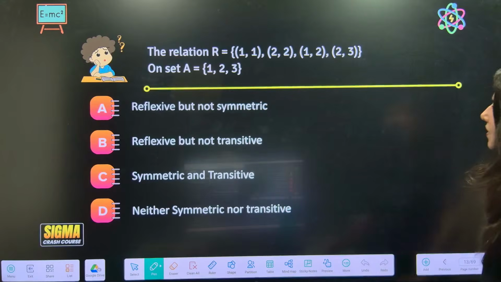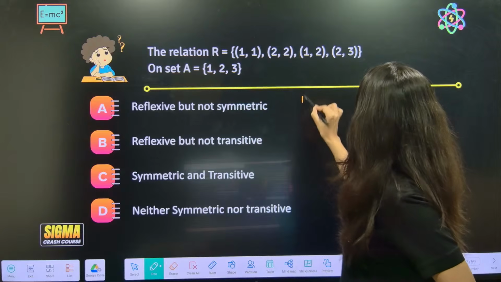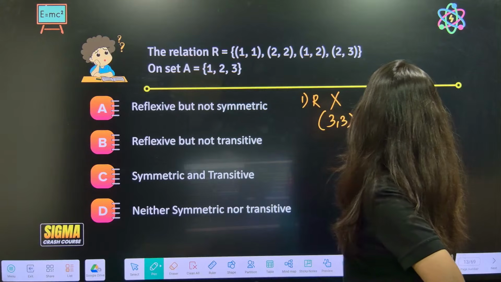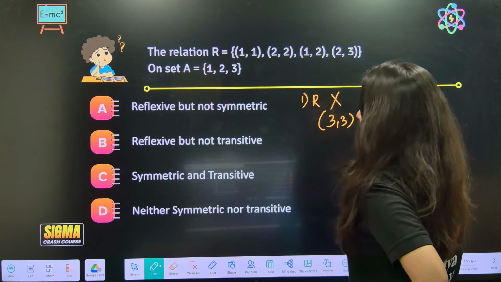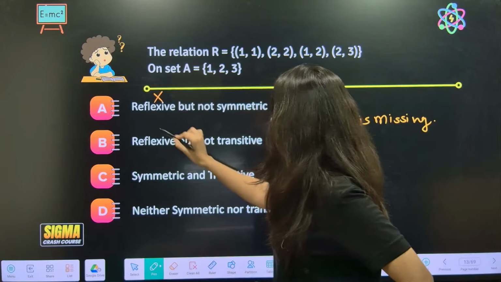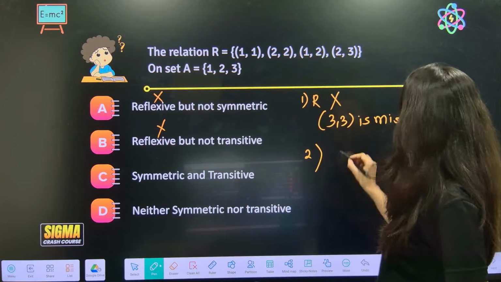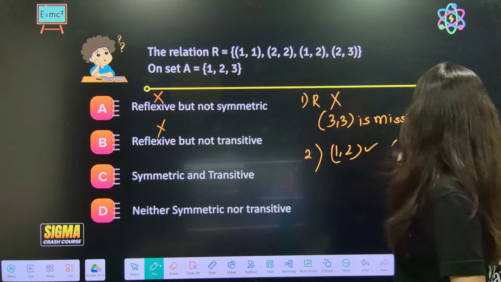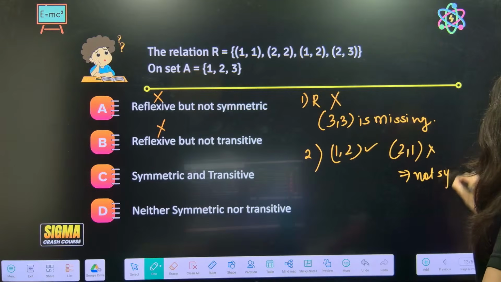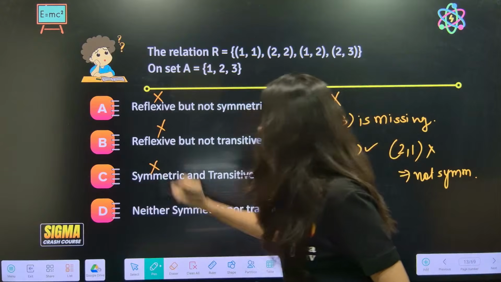Okay. Another question. Now 1, 2, 3. Whether this relation is reflexive or not. Not reflexive, because 3, 3 is missing. Where is 3, 3? So option A is not correct. B is also not correct. Now second, symmetry. 1, 2 is there, but where is 2, 1? Not there. That means not symmetric. So reflexive is not there, symmetric is also not there. Option C is also wrong.